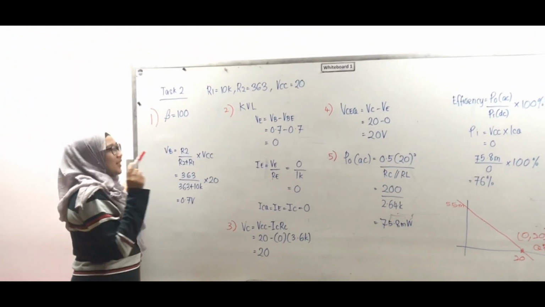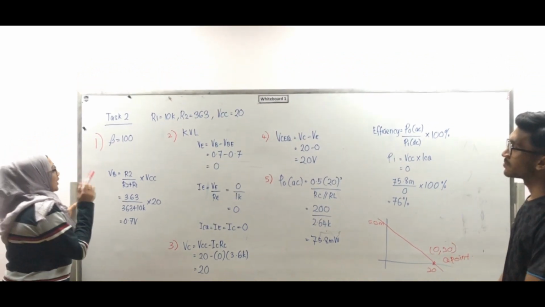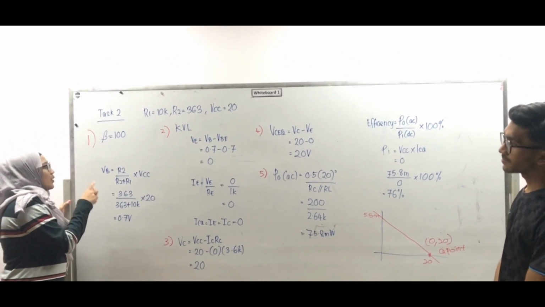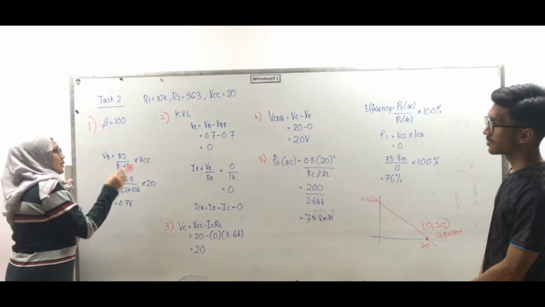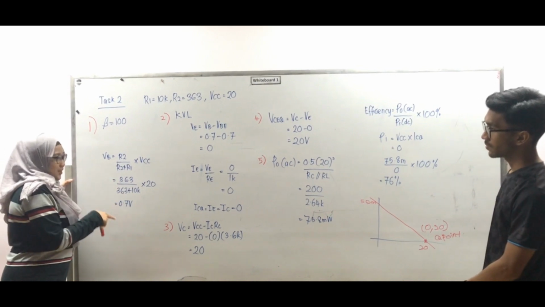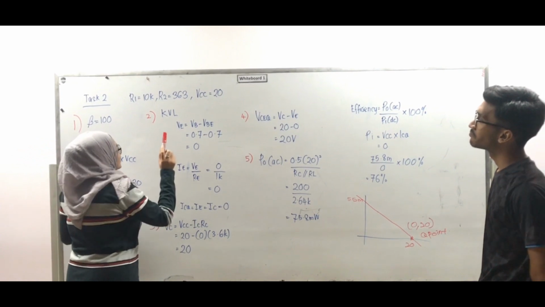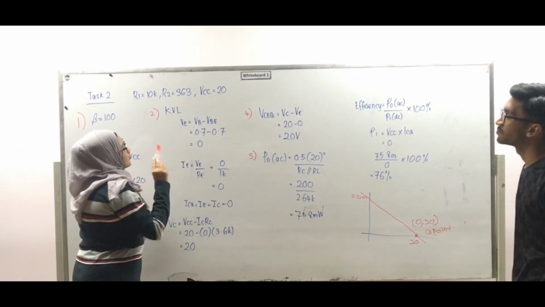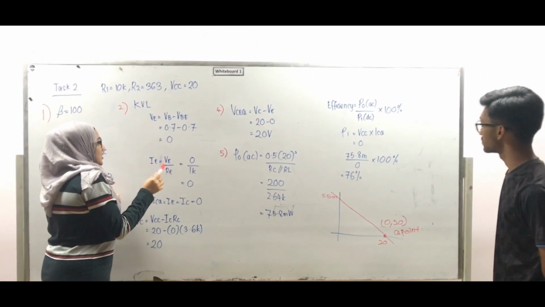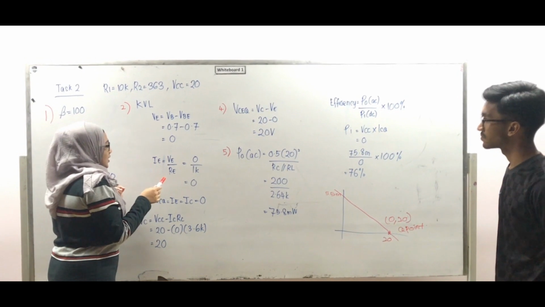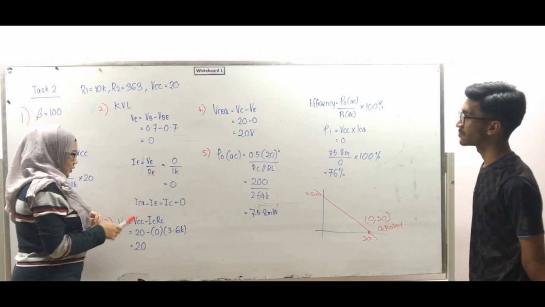Okay, for task 2, the beta given is 100. So first of all, we get the value of VB. The formula is R2 divided by R2 plus R1, multiplied by VCC. So we get 0.7 volt. Next, KVL. VE, the formula is VB minus VBE. So we get 0. For IE, the formula is VE divided by RE. So we get also 0. So ICQ, IE, IC is equal to 0.